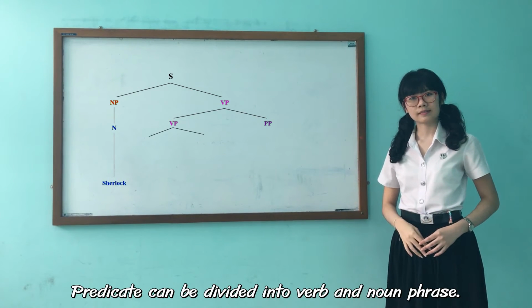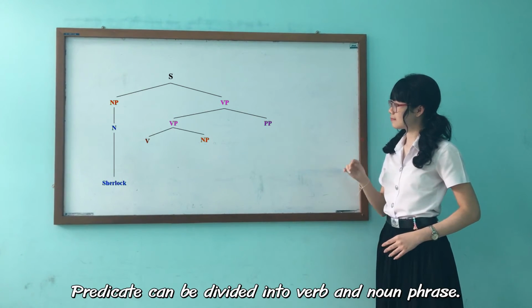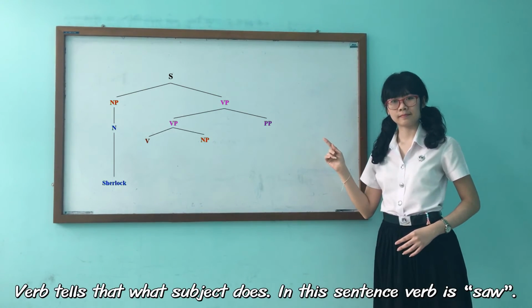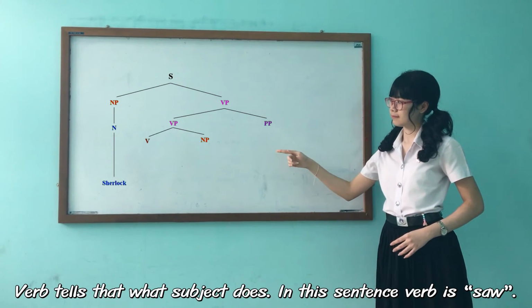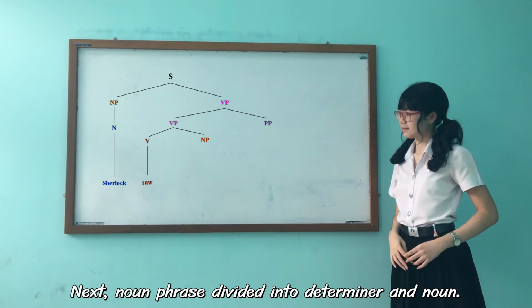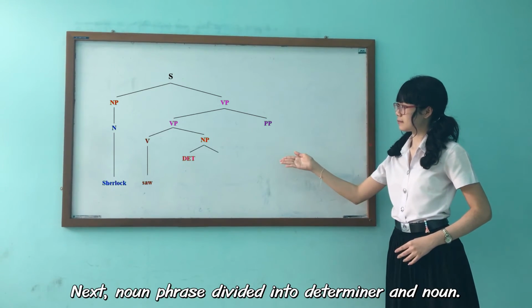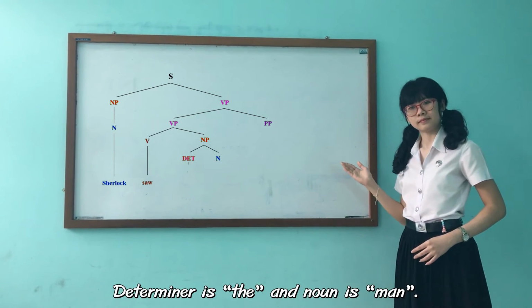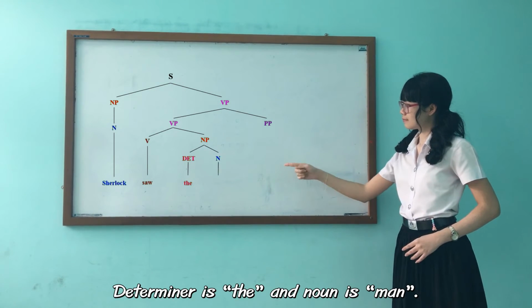Predicate can divide into verb and noun phrase. Verb tells what the subject does. In this sentence, the verb is saw. Next, the noun phrase divides into determiner and noun. Determiner is the and noun is man.